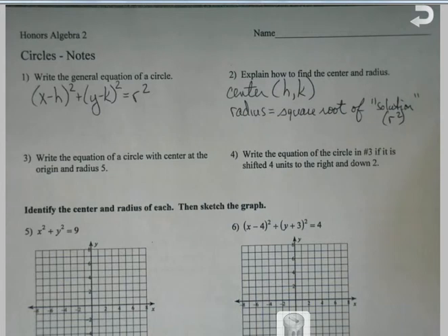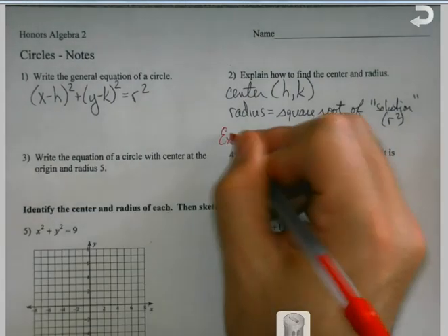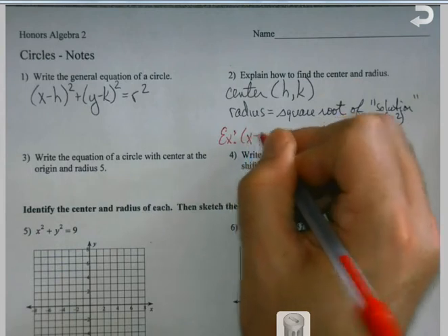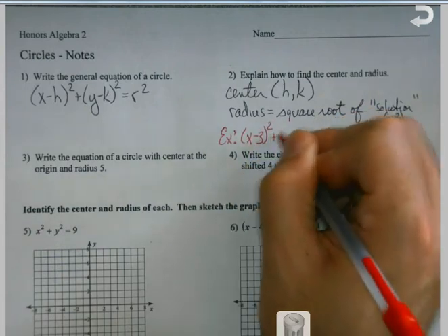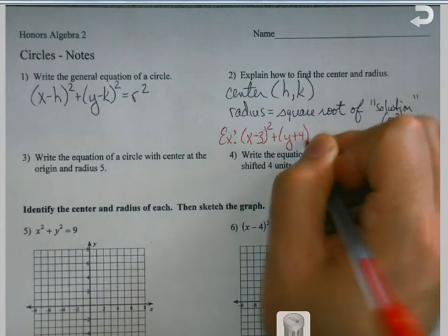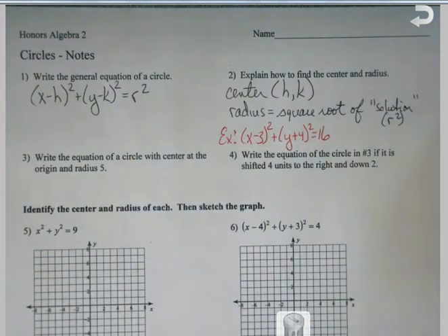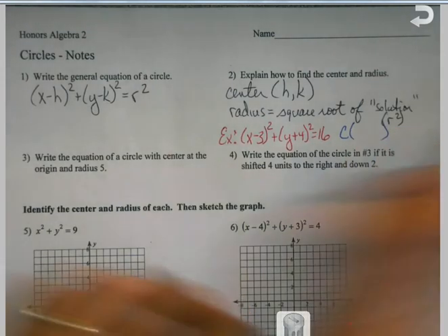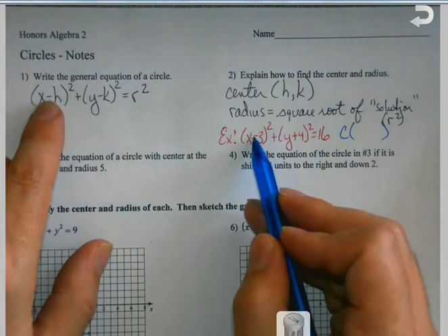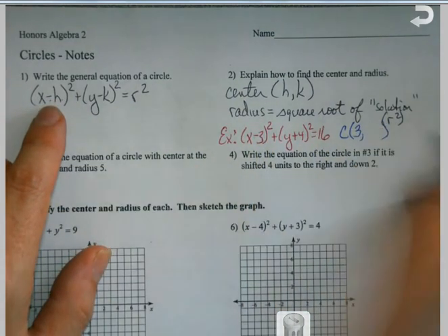So when I'm given a general equation of a circle that actually has the numbers in it, for instance, let's just say I had the example (x minus 3) squared plus (y plus 4) squared equals 16. And I was asked to find the center and the radius. Well, as I'm looking at that, my initial inkling might be to write -3 and +4 as my center. But it's not, because remember, it's x minus h. So I'm subtracting +3. So my x value would be 3.